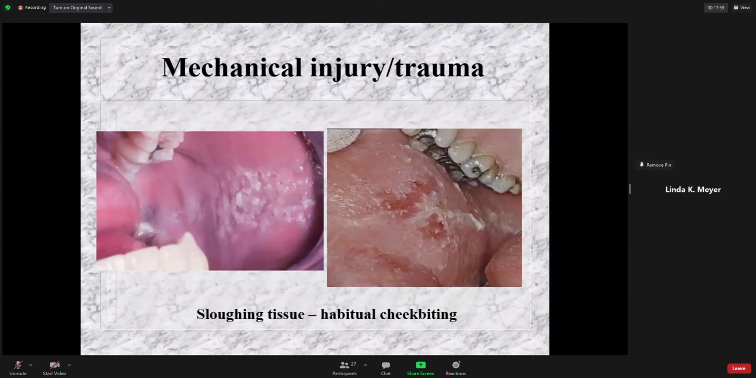Even individuals who gnaw on their cheeks can cause some damage. Here's sloughing tissue from someone who just has a habit of gnawing on the cheeks, and sometimes it can go pretty deep and expose the underlying connective tissue vascularity.